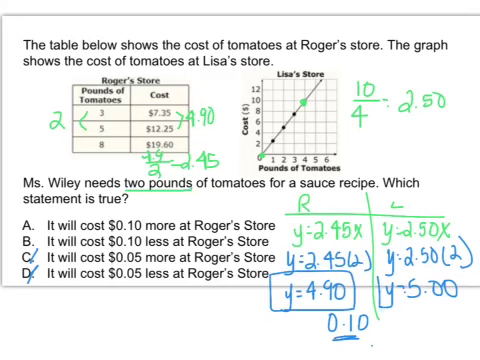That is less than $5 at Lisa's store. So our answer is going to be B. It'll cost 10 cents less at Roger's store compared to Lisa's.